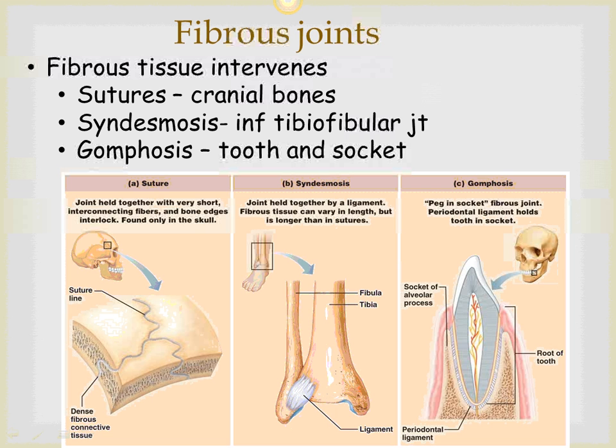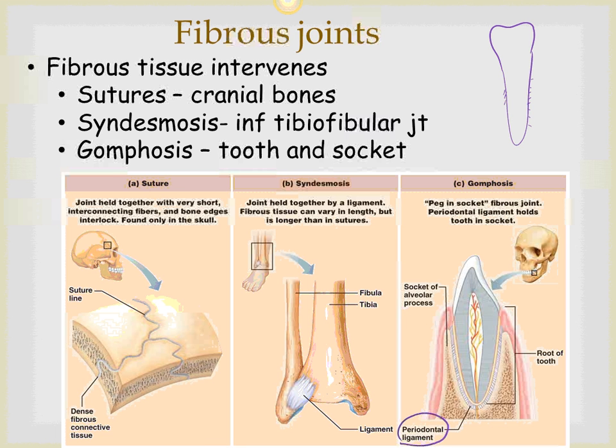The third type of fibrous joint is what is called a gomphosis, or where your tooth and socket meet. So here's your tooth, which is lying inside the socket, and the fibrous tissue is this little ligament which attaches the tooth to the socket. This ligament is called the periodontal ligament. This is fibrous tissue. If you've ever had your tooth pulled out, you'll notice little fibrous tissue sticking to the end of the root, and that's what this periodontal ligament is.